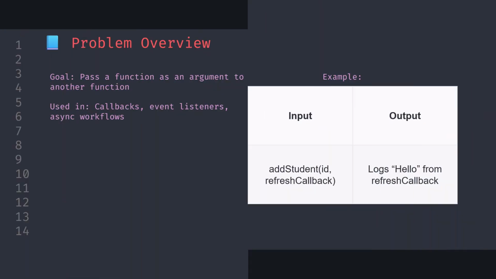We write a function that receives another function as a parameter. This is useful when we want to delay execution or use logic. In our example, we pass a greeting function into a student update function. Let's look at the JavaScript code behind it.